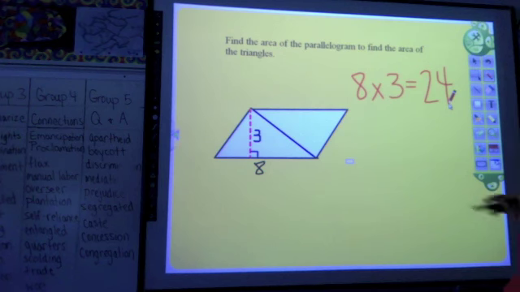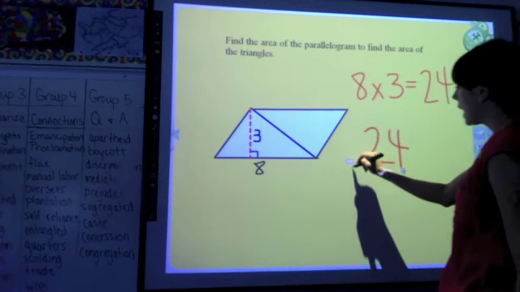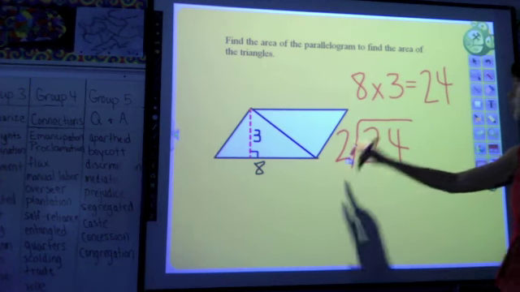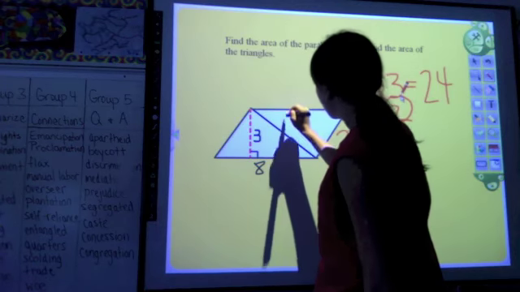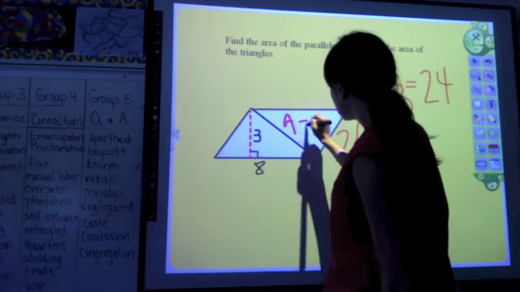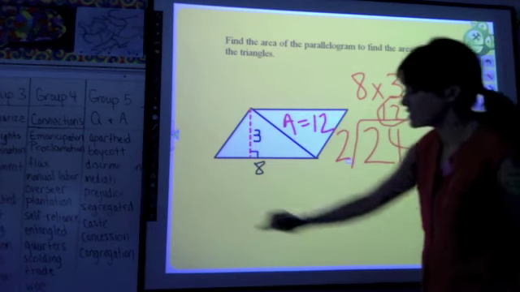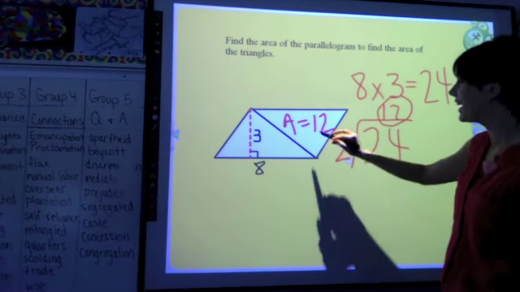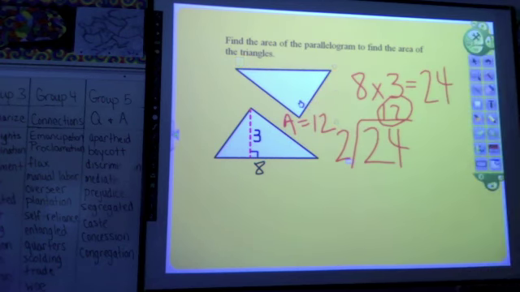To find the area of one of these triangles, I would just take the area of my parallelogram, which is 24, and divide it by 2. 24 divided by 2 is 12. So I know that the area of one of my triangles equals 12. The area of the entire parallelogram is 24, and the area of one triangle is 12.